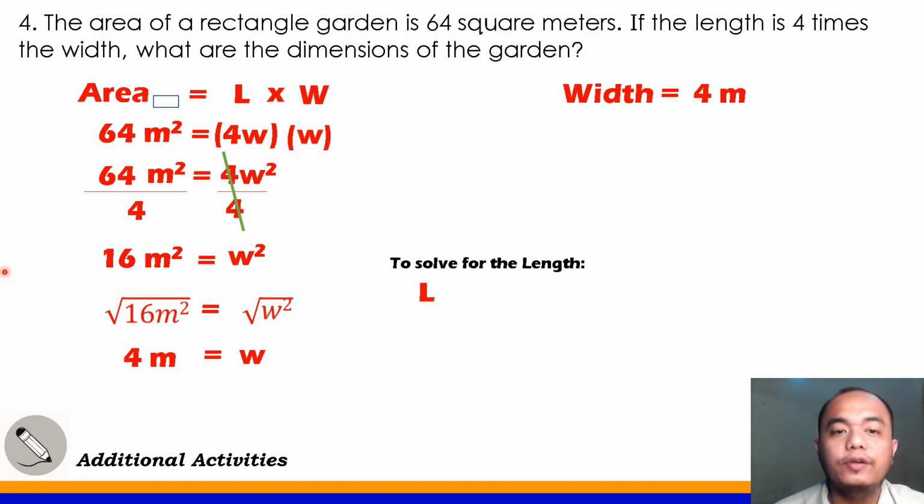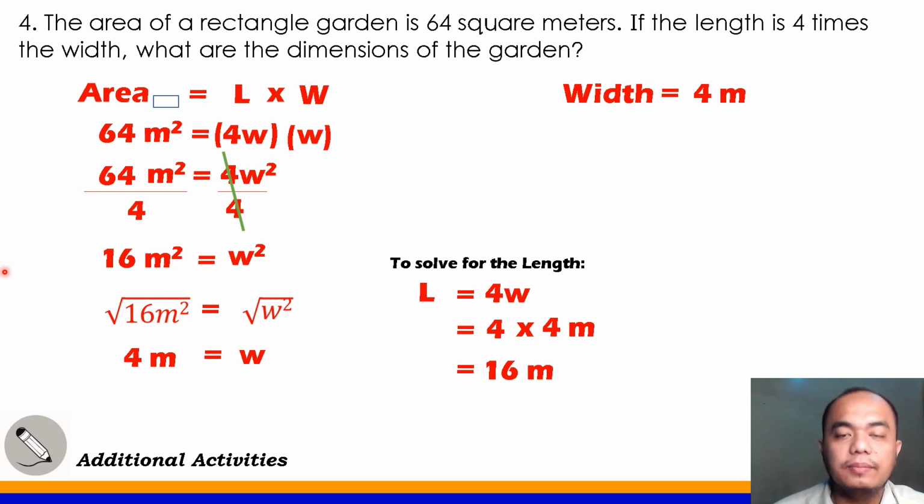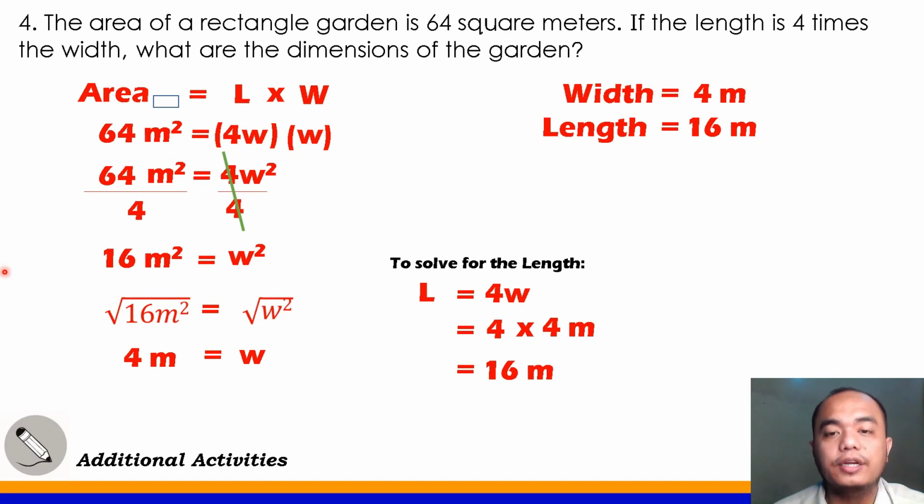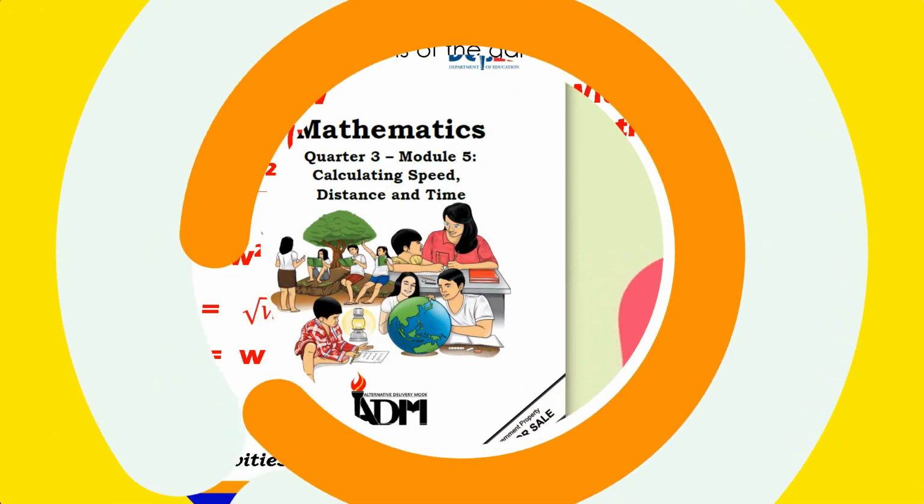And then, to solve for the length, so we know that the length is equal to 4W. Diba? So, para ma-solve natin yan, 4 times 4. Okay? And then, we'll give you 16 meters. Okay? Understood? So, our length for number 4 is 16 meters. Got it? So, these are the dimensions of the garden. The width is 4 meters and the length is 16 meters. I hope it is clear to you now.